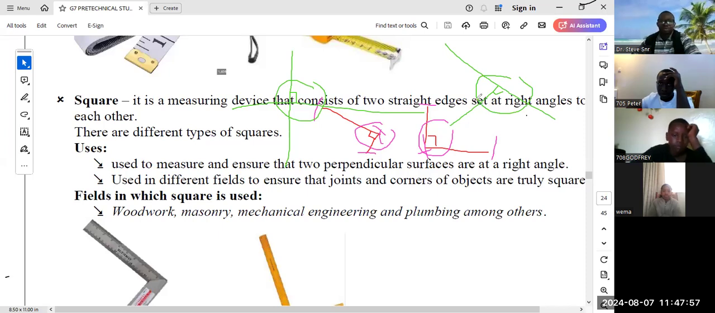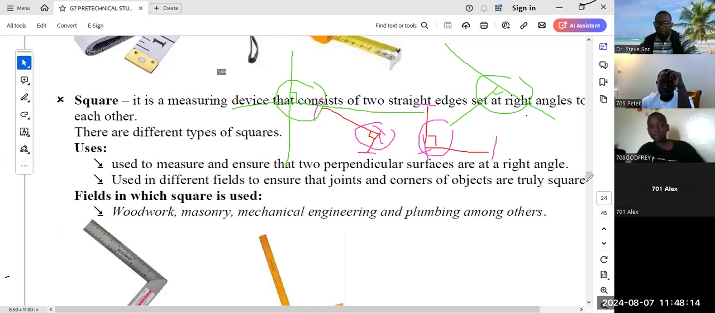You use a square. It is also used in different fields to ensure that joints and corners of objects are truly square. So you simply take the square and you drag it to the area you want to find if it is at 90 degrees or not.